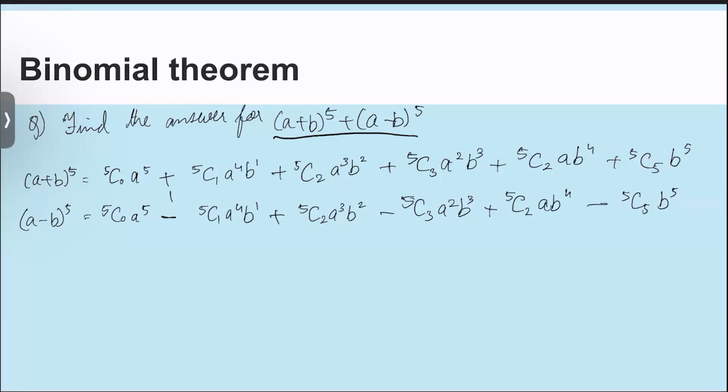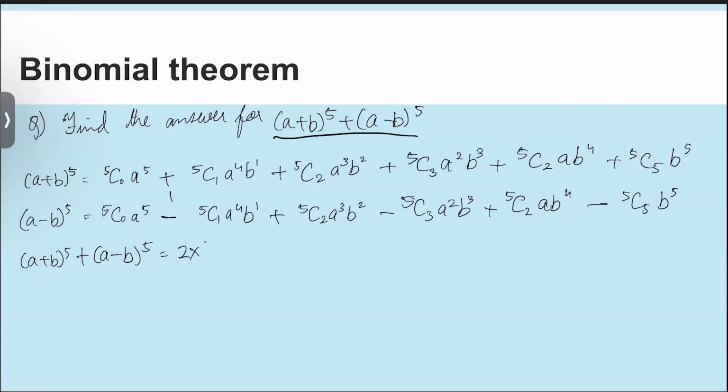So this is what we get. Now we have to get (a + b) raised to 5 plus (a − b) the whole raised to 5. If you add up all the individual terms of these two expansions, what you are left with is this: the first term for both of them will be added up.